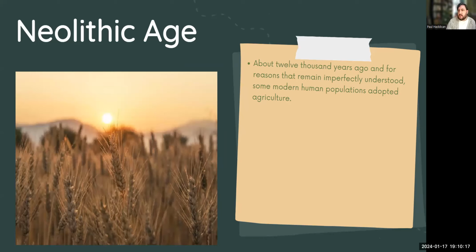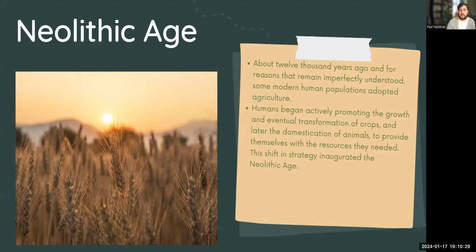And we don't really know for sure. There are lots of different arguments for it, but eventually what defines the Neolithic age is that on a large scale, humans start spending time in one place. They settle down and start practicing agriculture. We actively promote the growth of crops and later domestication of animals to provide ourselves with the resources that we need.